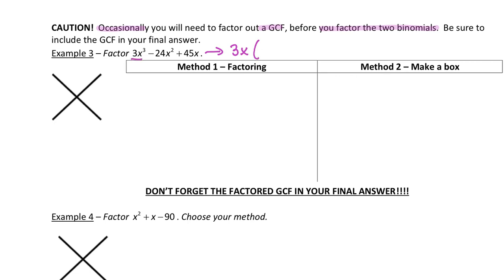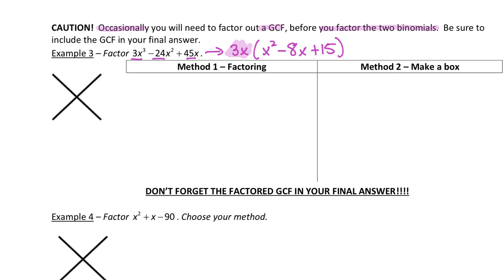So once again, 3x times what? 3x times x squared would give me 3x cubed. 3x times, let's see, negative 8x would give me 24x squared. And then 45, let's see, 3 times 15. And then we don't need the x. So what I need to do is remember this in my final answer. Don't forget that. That's sometimes a common error there.